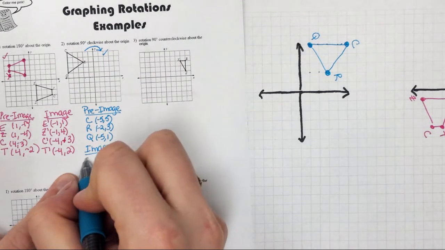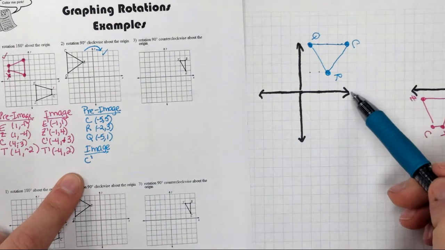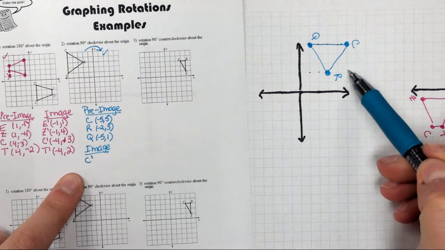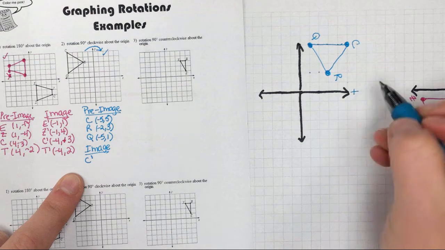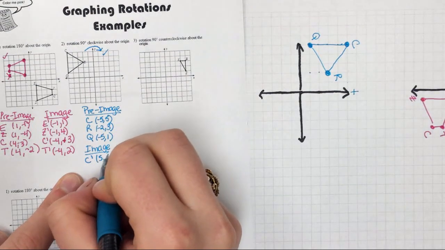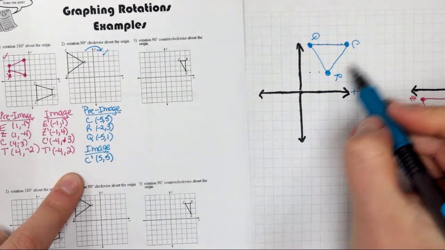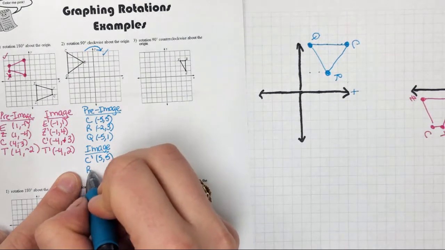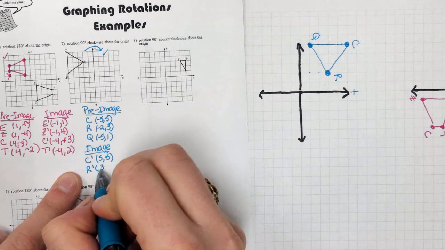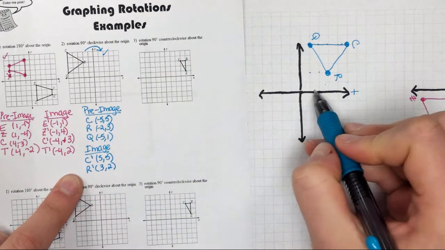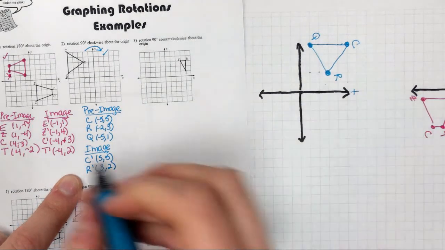So we're starting with C prime. C prime is at the point, sorry, 5, 5, positive direction. 5, 5. R prime, my new R coordinate, is at 3, 2. And my Q coordinate is at 1, 5.